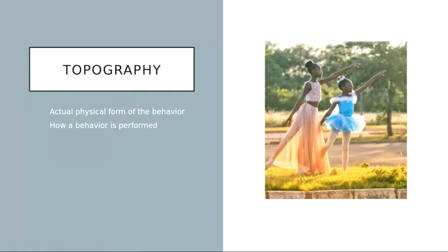Topography. This is measuring the actual physical form of the behavior. How is the behavior performed? How does the behavior look? So this will be something like, I want to change my style of dress. So the actual physical form of the behavior, the way I dress, is changing. I would like to learn a new dance style. So the actual form of the dance that I'm doing is going to change.